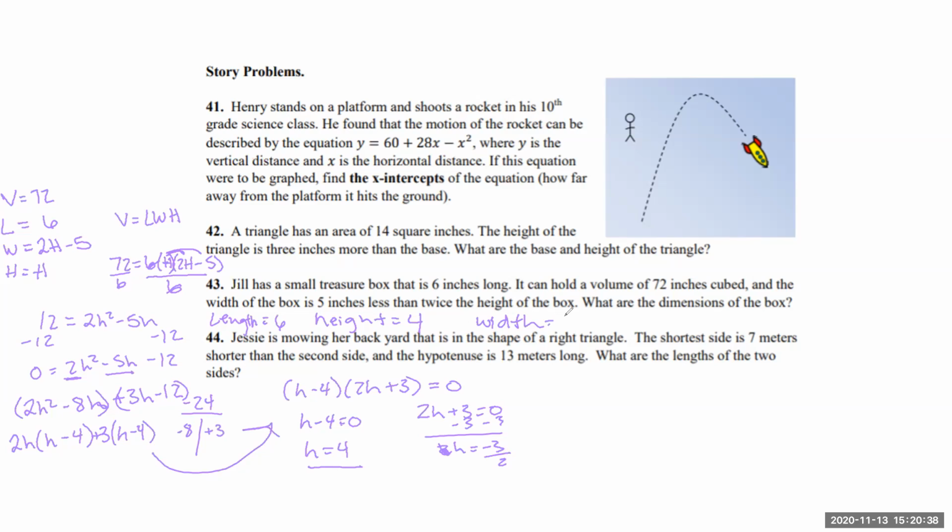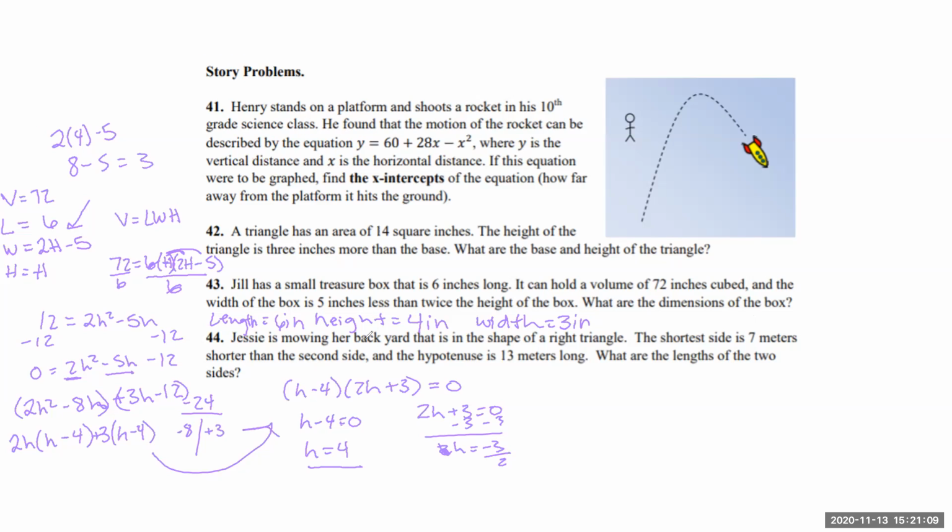Okay, so if we go back to the equation for the width, it's 2 times the height and then subtract 5. So if we plug in that 4 again, we have 2 times 4 minus 5. So 2 times 4 is 8, minus 5 equals 3. So the width is 3, and all of these are going to be inches. And there we go, there's 43. Okay, and then let's go ahead and go to number 44.